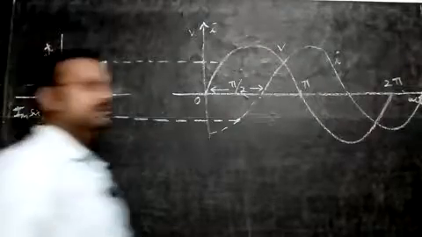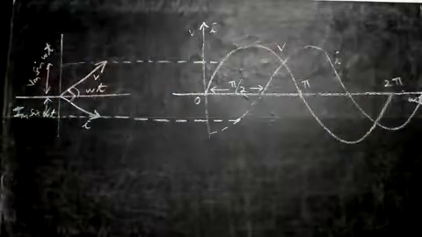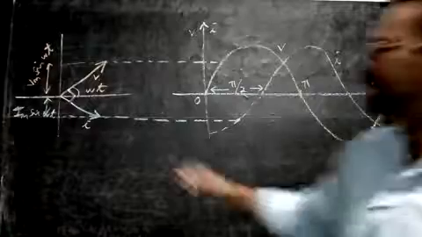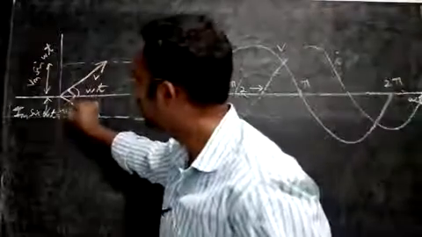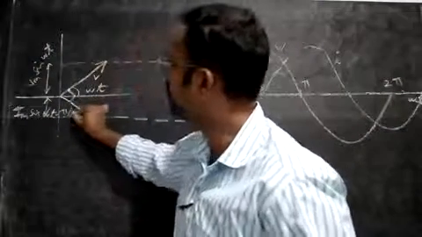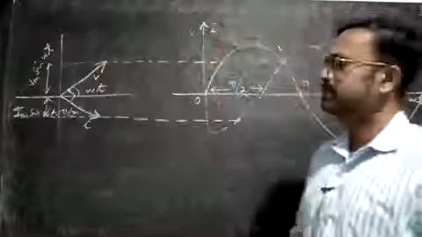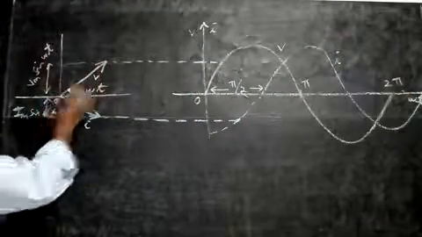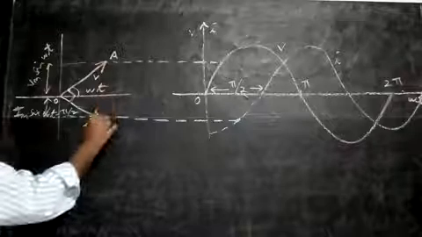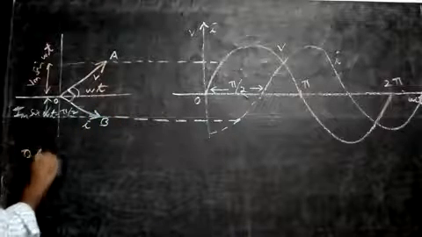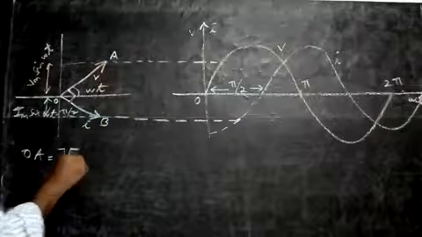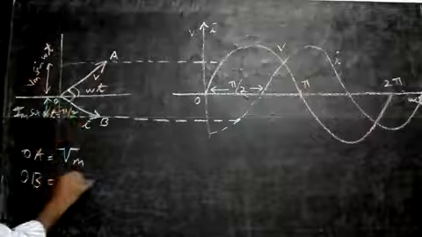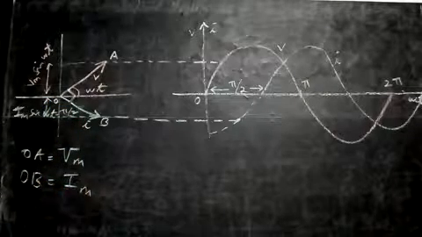Next we will see what will be the length of the vectors here. The current is equal to Im sine omega t minus pi by 2 also, because that was the equation. Now we'll mark some other things here. This point we mark as O, this point as A, and this as D. So you can see OA is equal to Vm, and OB is equal to Im, the maximum value of the current here.